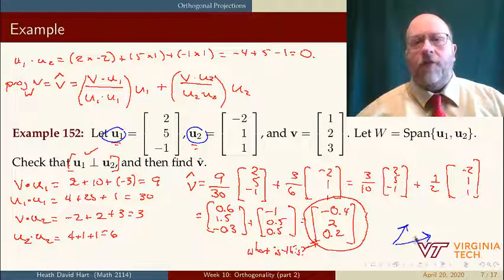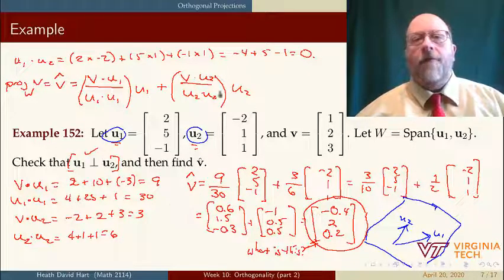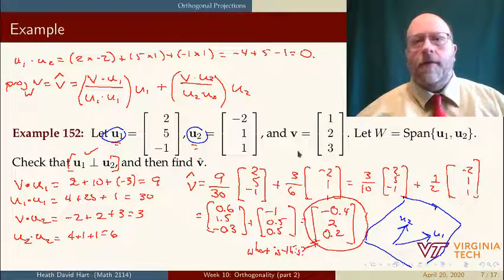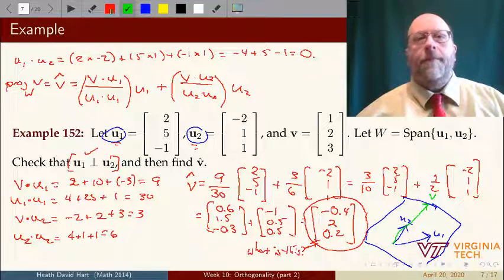They don't point in the same direction. They're linearly independent. And so their span is a plane. V is not on that plane. V is somewhere outside of that plane.